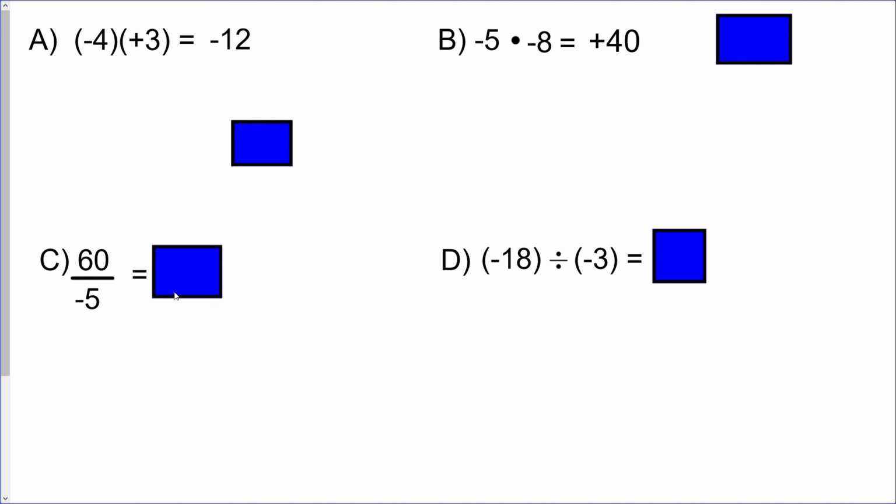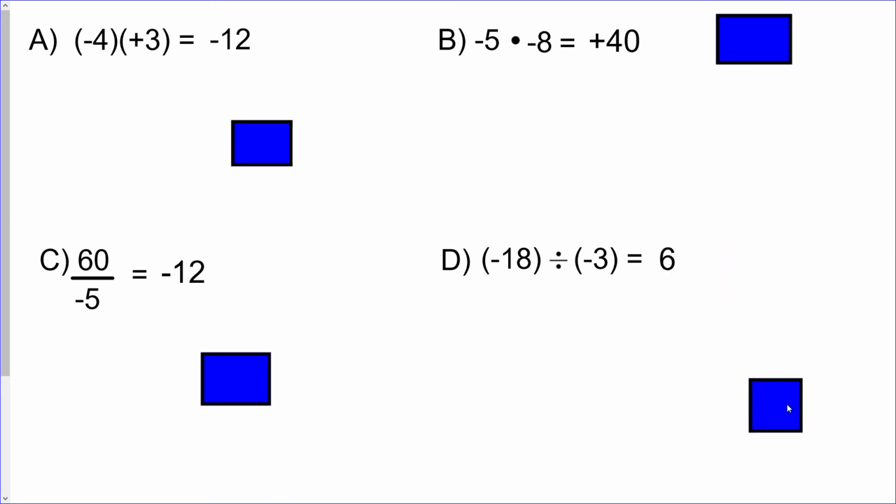60 divided by -5, so it's positive divided by negative, which means your answer is a negative, and you end up with -12. Negative divided by a negative should end up with a positive answer. Oh, and +6, and I just didn't write it there.